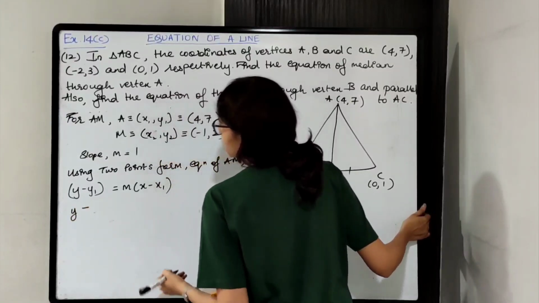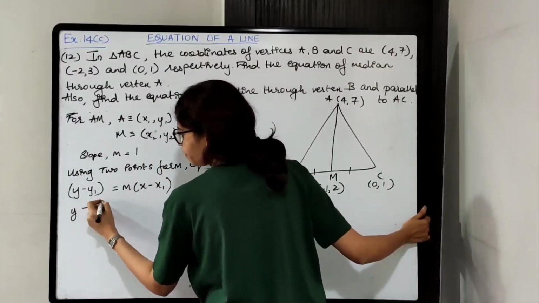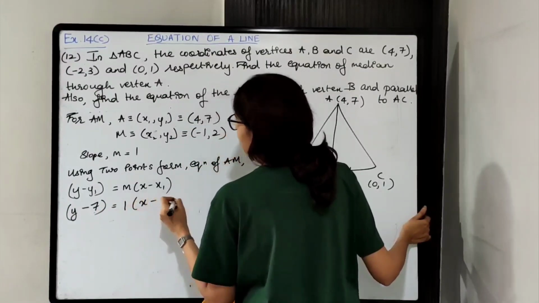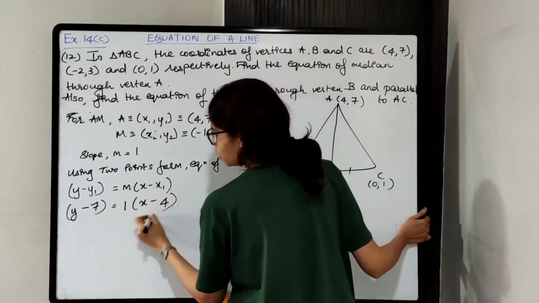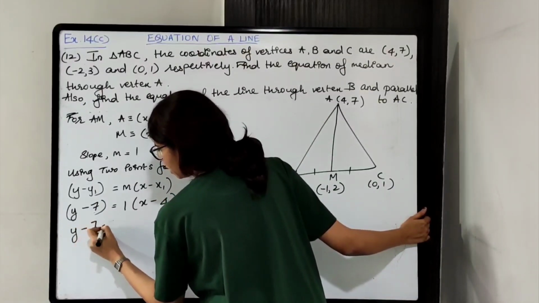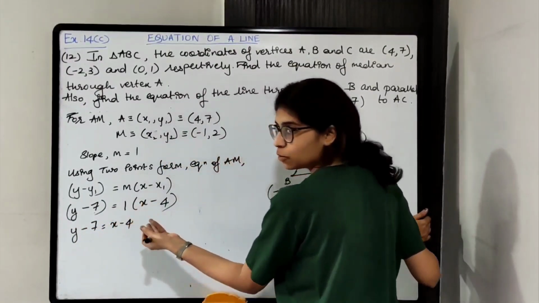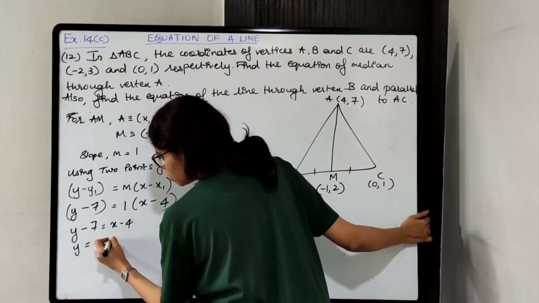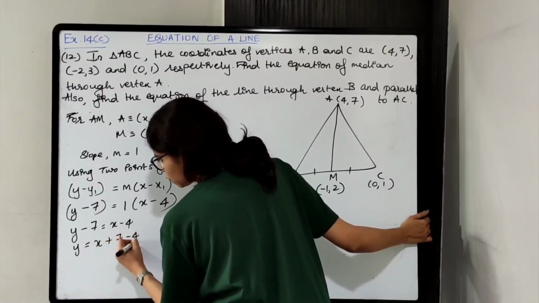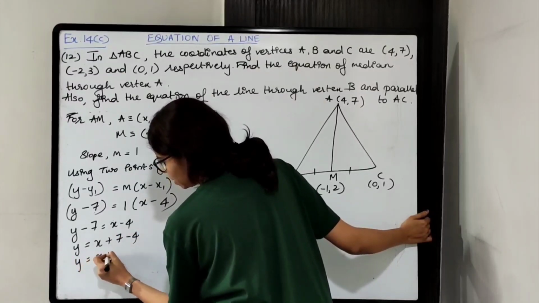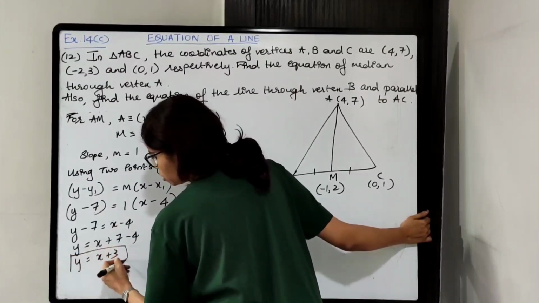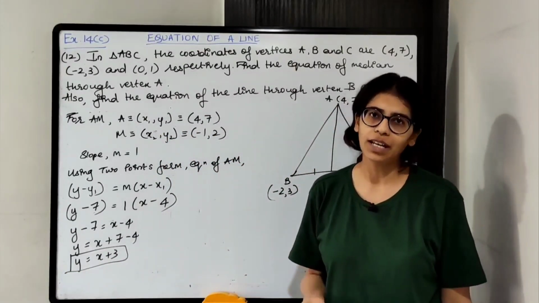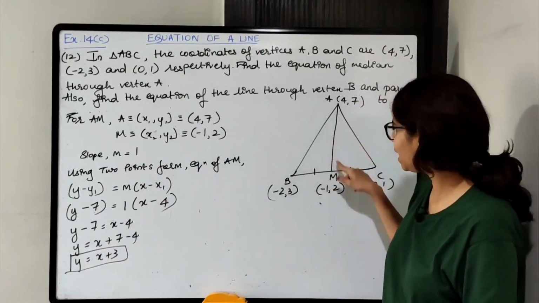That is y minus y1 has 7 equals to m is 1 into x minus x1 is 4. So y minus 7 is equal to x minus 4. Multiplying by 1 you will get the same bracket. 7 को शिफ्ट करते हैं, so it will become +7 minus 4. So this gives x plus 3. Box this. Y equal to x plus 3 is the equation of the line. That is equation of AM.